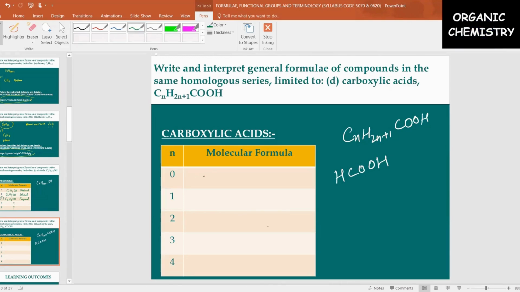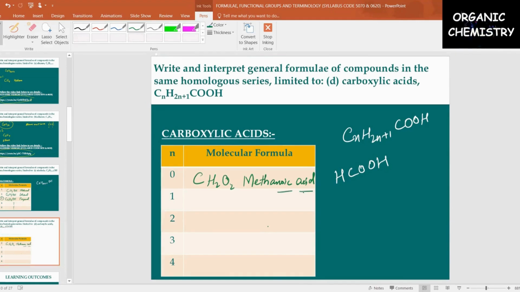So the molecular formula will be CH2O2. As there is only one carbon atom, you write methanoic acid. The name ends on oic acid.